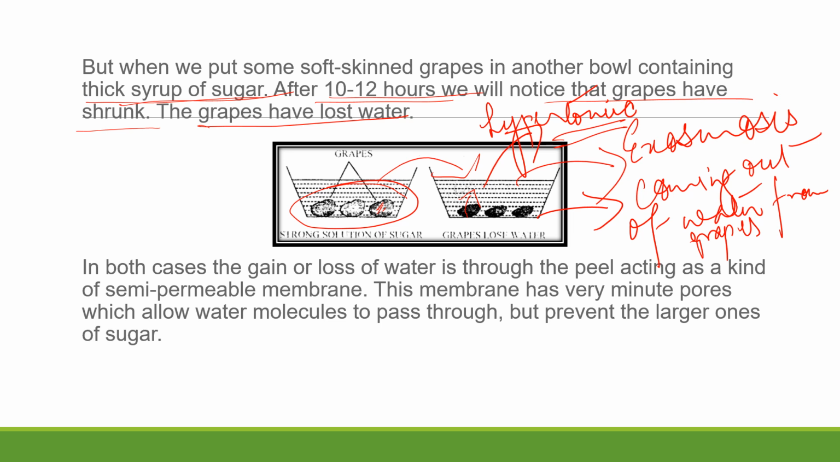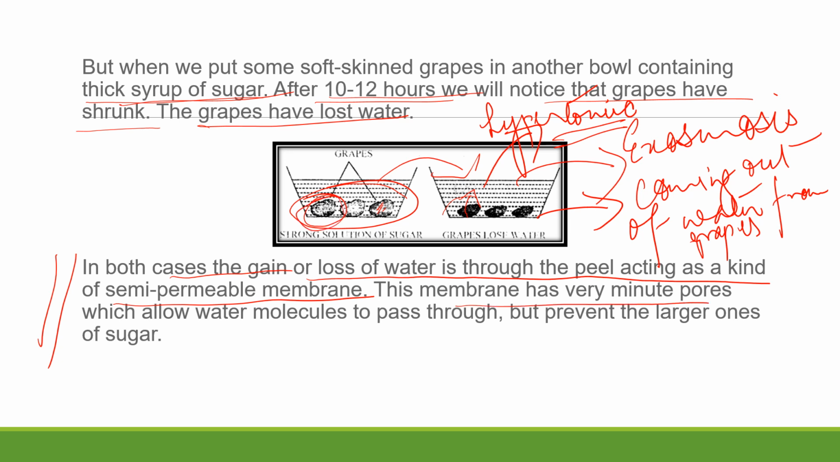So the same thing is happening in both the cases. In both the cases, the gain or loss of water is through a peel acting as a semi-permeable membrane. So the cover of the grapes is also acting as a semi-permeable membrane, and the cover of the raisins also is acting as a semi-permeable membrane.